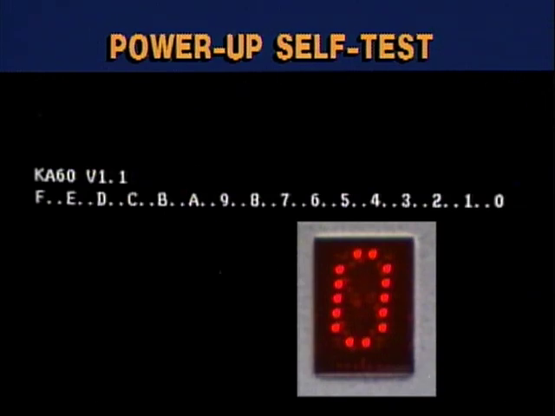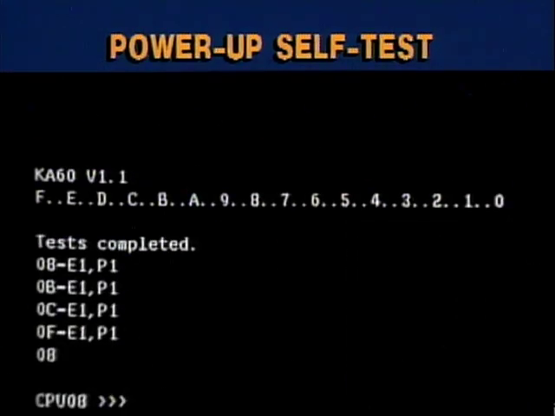The monitor also displays some information about each CPU. It lists the CPU number. It lists E1, which indicates that the CPU is enabled. If the CPU is disabled, E0 is displayed. And it lists P1, which indicates that the CPU self-test has passed. If the CPU self-test fails, P0 is displayed.